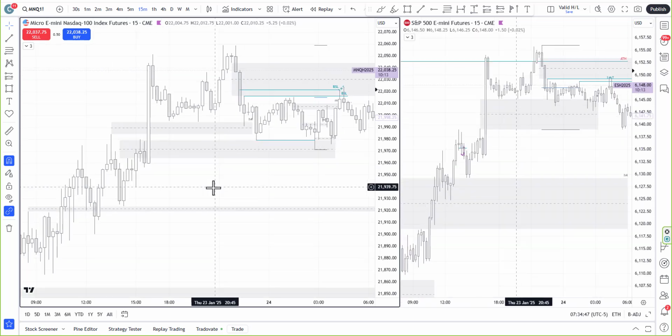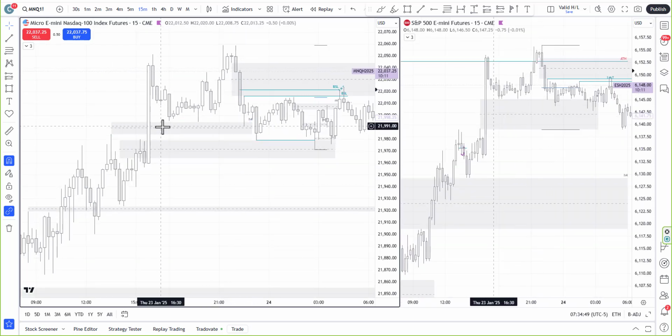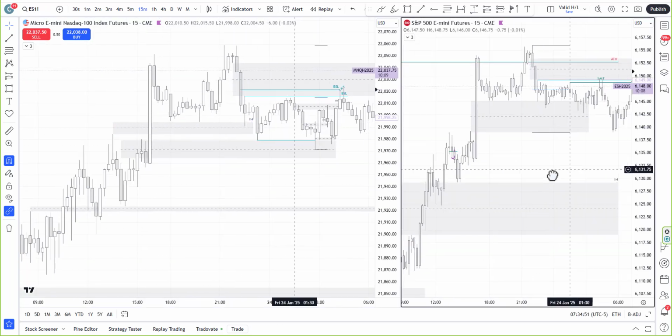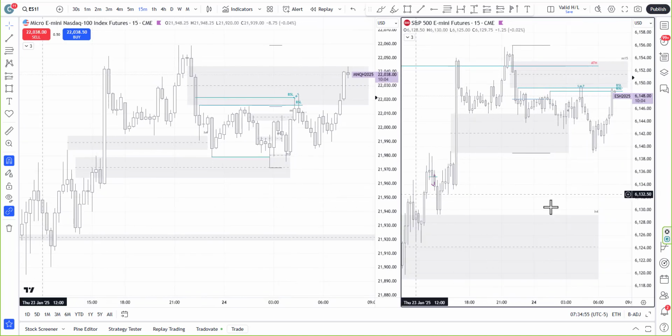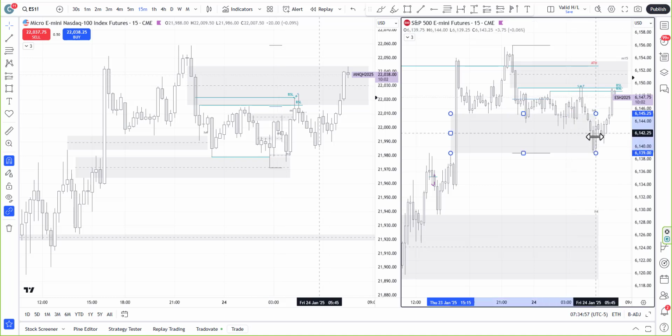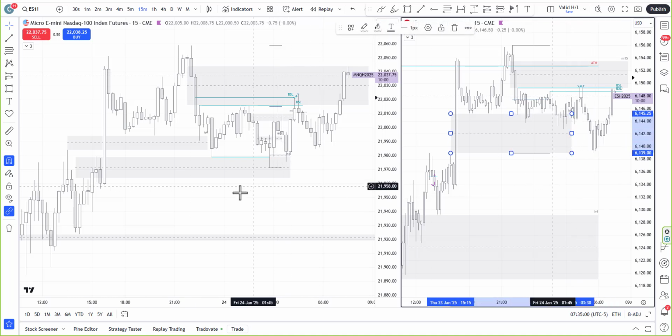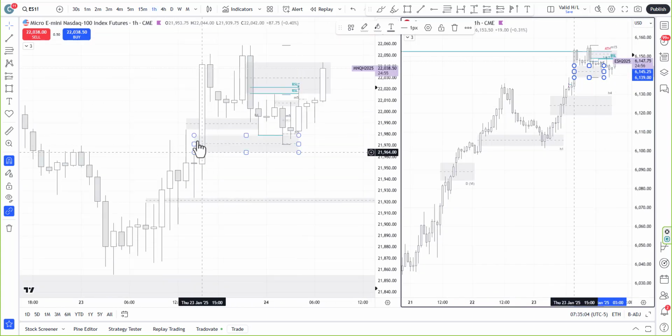Price corrected, first to the H4 fair value that was created. ES created through this enormous candle a bigger fair value gap, which held, actually got filled to the tick. And on MNQ, there was a remainder of a 1 hour fair value gap that got tagged in the end.